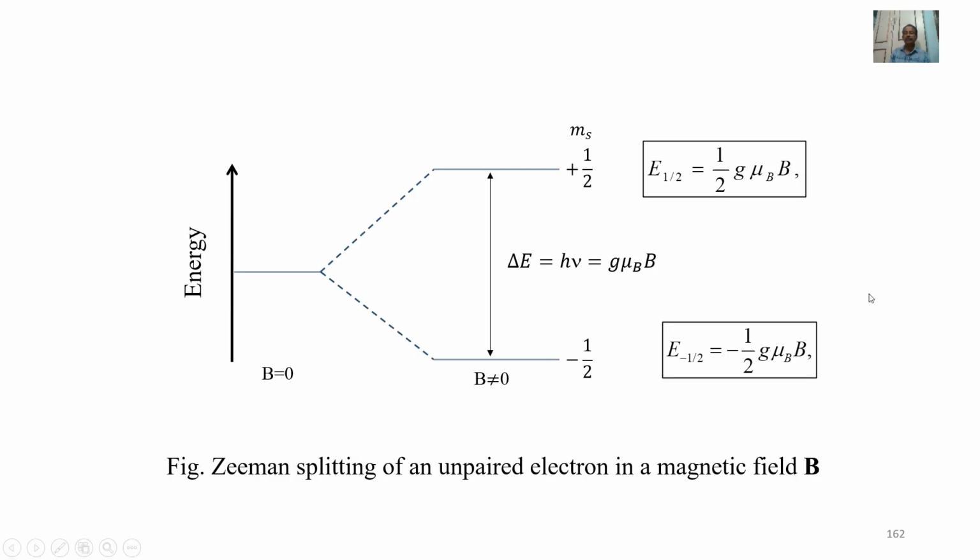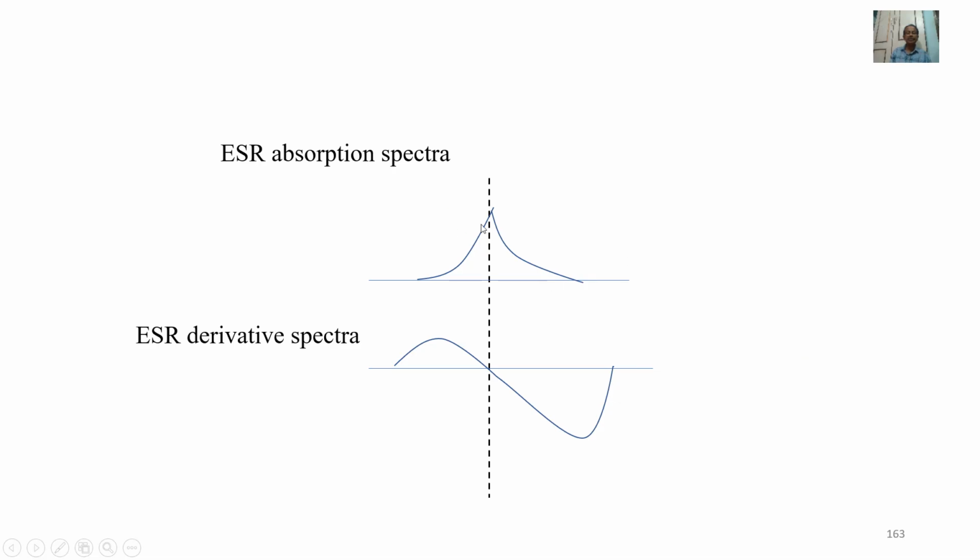So this is exactly as shown. This is the Zeeman splitting in the presence of magnetic field. The unpaired electron splits into ms equals plus 1 by 2 and ms equals minus 1 by 2, where ms equals minus 1 by 2 is aligned with the external magnetic field. The corresponding energy values are given by these expressions. The ESR absorption spectrum will be obtained exactly like this, and the ESR derivative spectrum will be obtained like this. Probably we will be using this picture later. This is nothing but differentiation, so the ESR derivative spectrum.